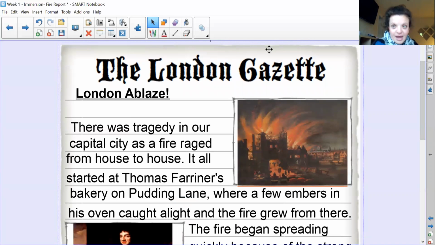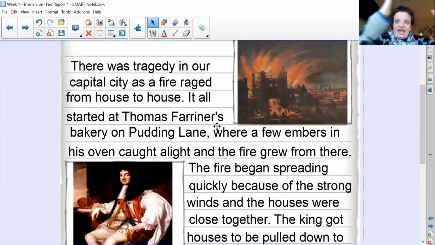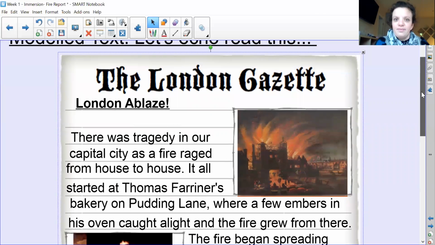So we start with the name of the paper, the London Gazette. I'd call my paper the Palmer Press. And then we've got a headline, London Ablaze. We've also got pictures, and our writing doesn't just stay in a line going across like that. It kind of moves through into columns.